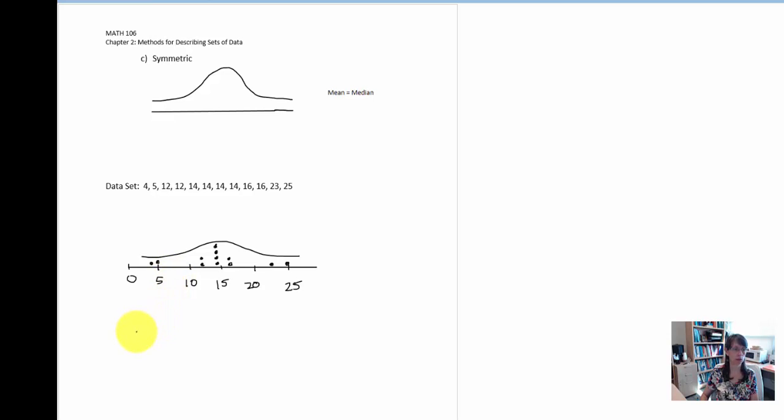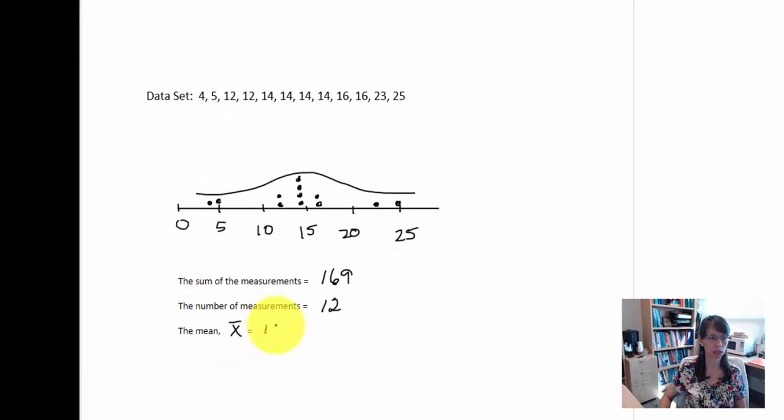and compare those values. The sum of the measurements, we will go back and add all of our measurements, and that is a total of 169. The number of measurements is 12, so to calculate the mean, which we're calling x bar, will be 169 divided by 12, which equals 14.0833, which we would round maybe to 14.08 or 14.1.